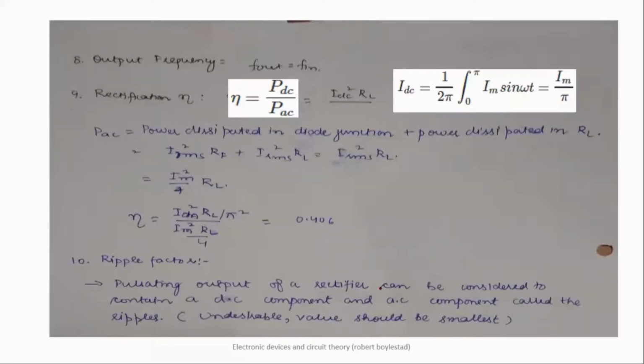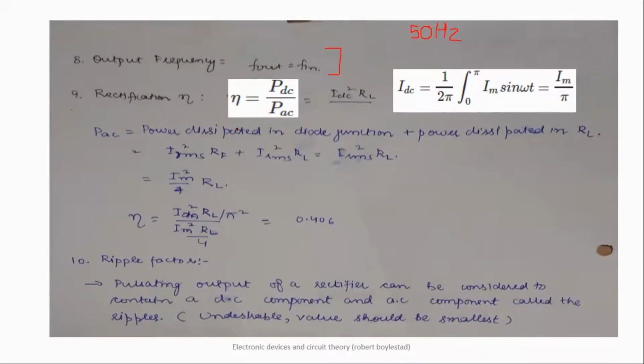Now coming towards your output frequency. Please note that normally under standard conditions, your AC frequency is 50 Hertz. As far as your half wave rectifier is concerned, your frequency is the same as input. Whatever frequency you are having at the input, the same will be at the output. So there is no change in the frequency as far as your device is concerned.